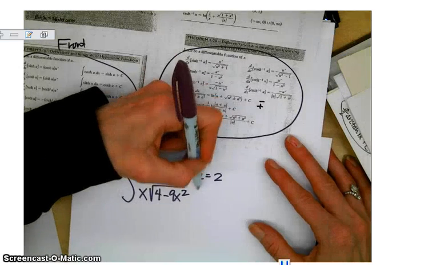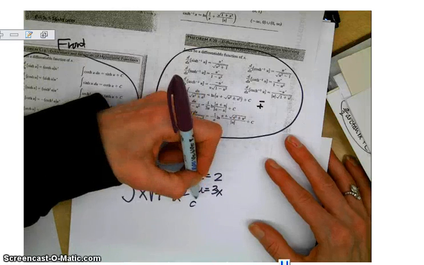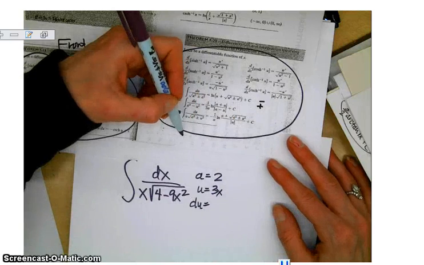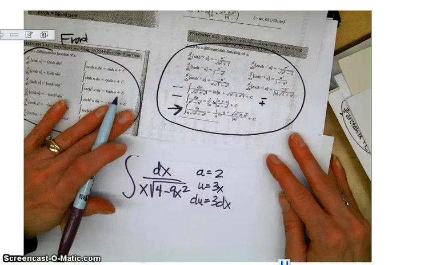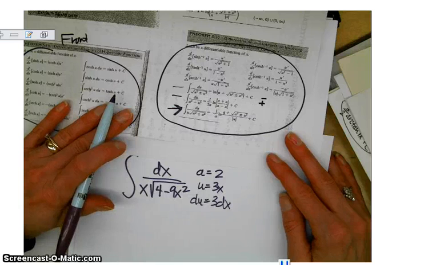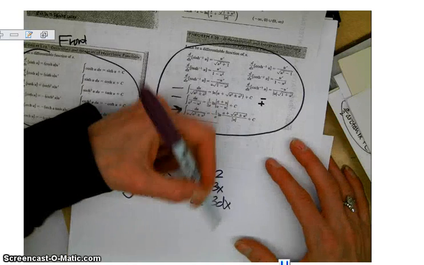2, and what is the u? 3x. So do I have to use substitution? Well, what would the du be? 3 dx. So I have to use substitution because the du is something other than 1. If du equals dx, you don't have to use substitution, but that's not the case here. So I have to go and substitute.